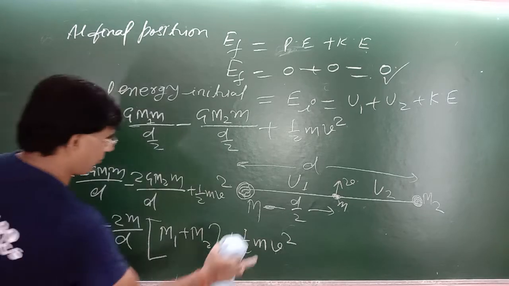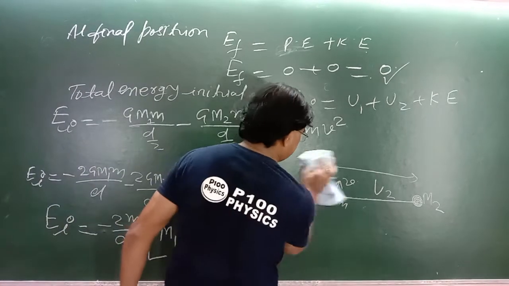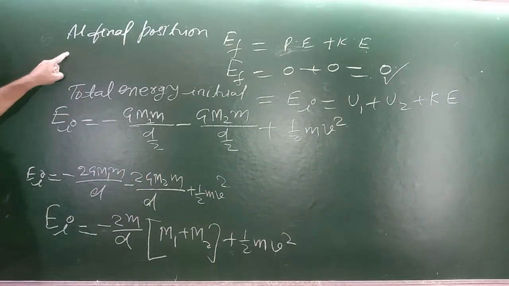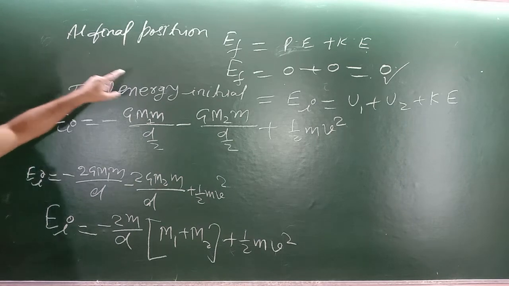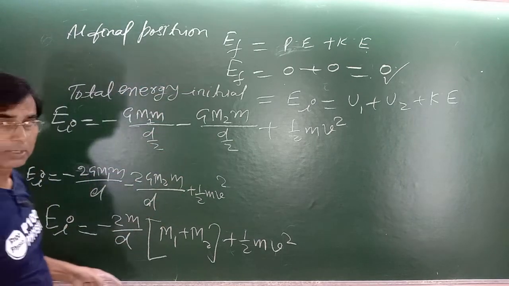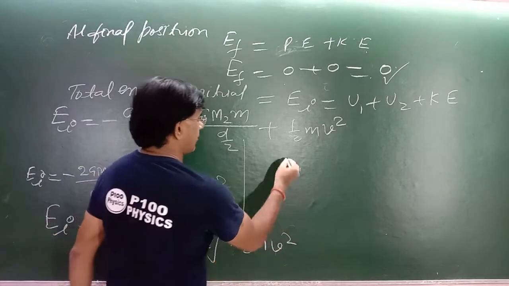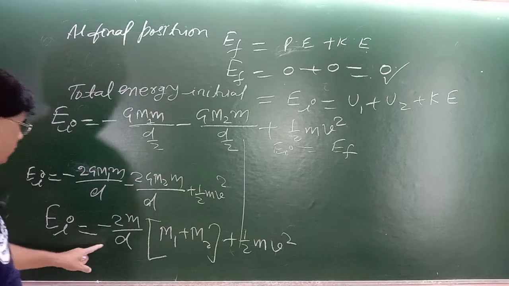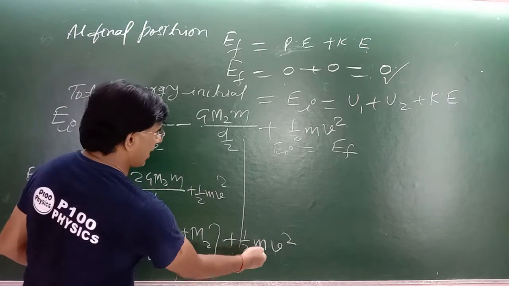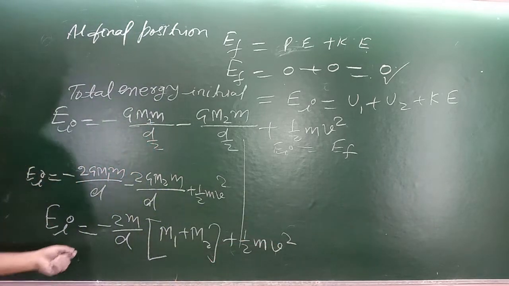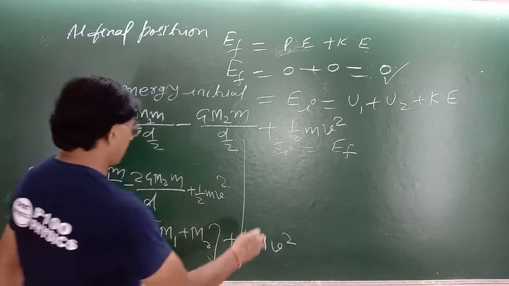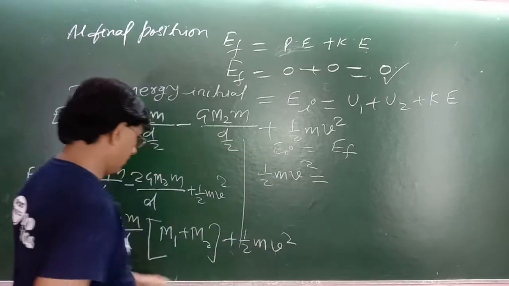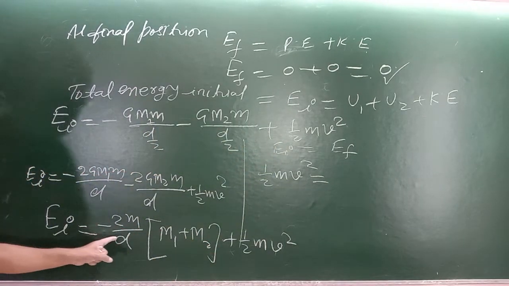Come on, the point. Next, now solve this. Apply the law of conservation of energy. This is the final energy and this is the initial energy; both will be equal. Applying the law of conservation of energy, E initial equals E final. So half mv square equals minus sign, and the minus sign from both sides will be cancelled.